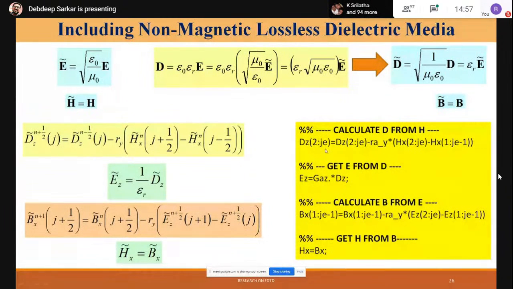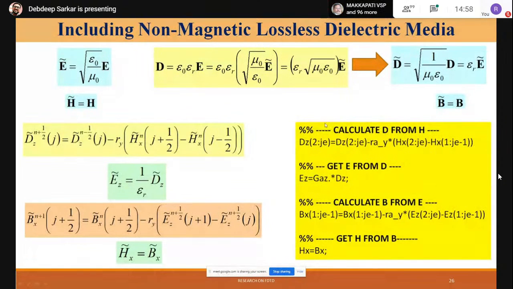A little bit of vectorized notation you have to understand: I have purposefully chosen this as 2 to JE, and this is also 2 to JE. The vector numbers start from 1, 2, 3, 4, and I will come back to what happens at the first point. This HX is also a vector of dimension total JE number of elements. Now we have chosen this differencing, slightly advanced, since I'm writing j plus half and j minus half. So here I have written 2 to JE and 1 to JE minus 1.